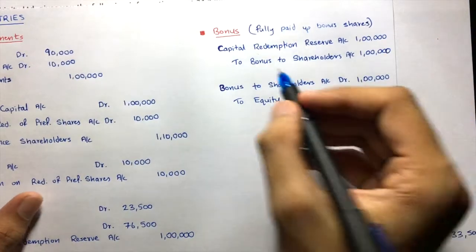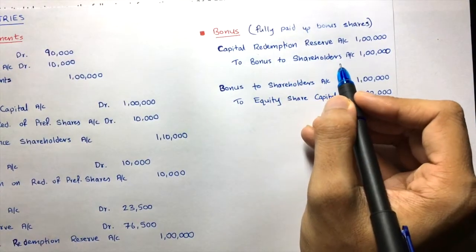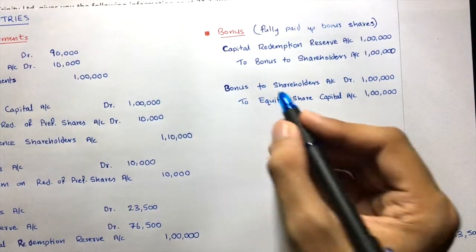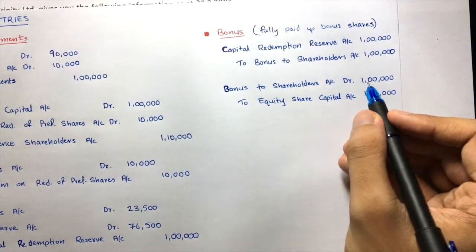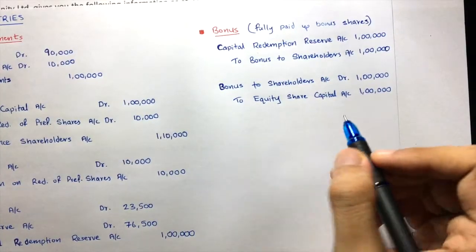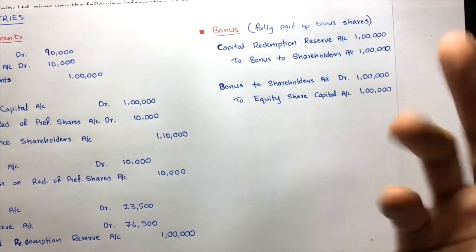So what you have to do is cancel this bonus to shareholders account. Here it is credited, so you will make an equal debit: bonus to shareholders account debit 1 lakh, and then you will credit the equity share capital 1 lakh. That's how you will be issuing the fully paid up bonus share.